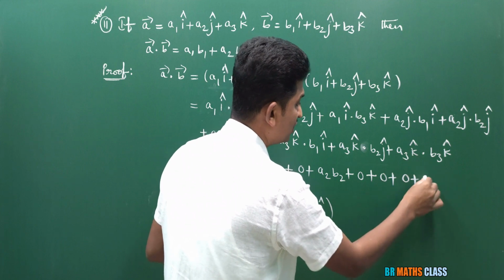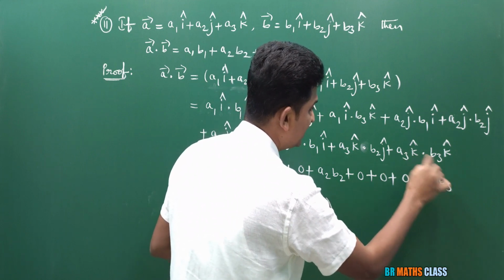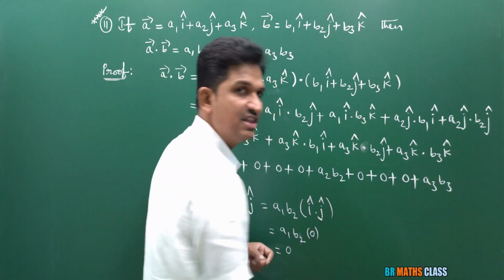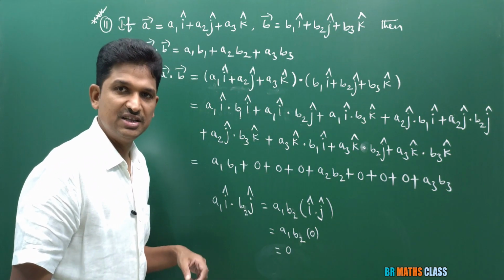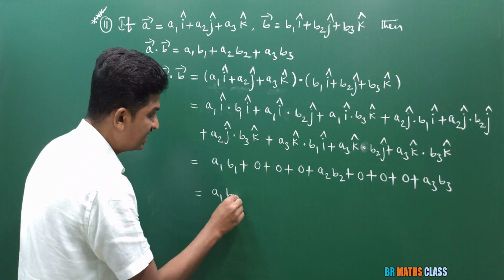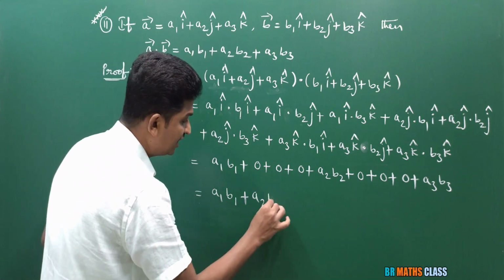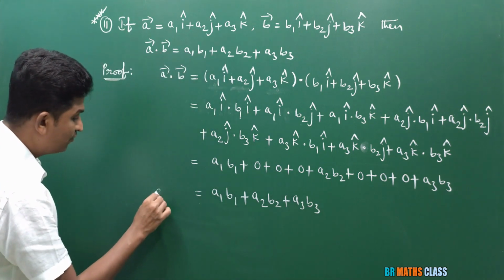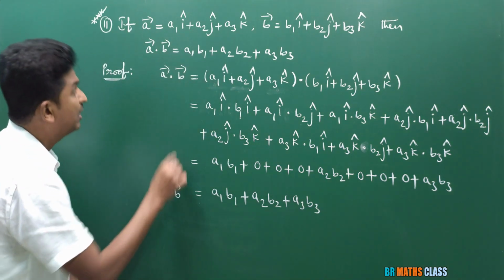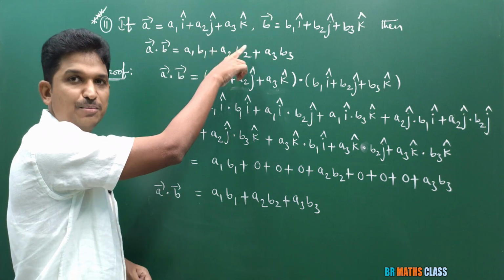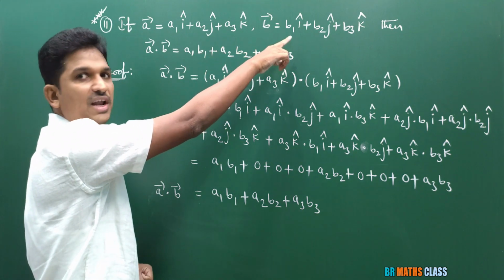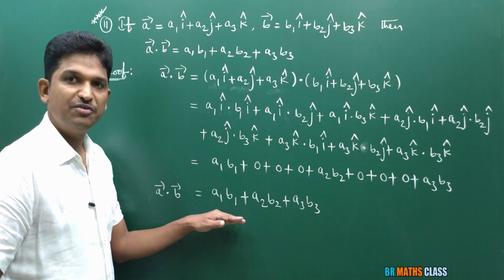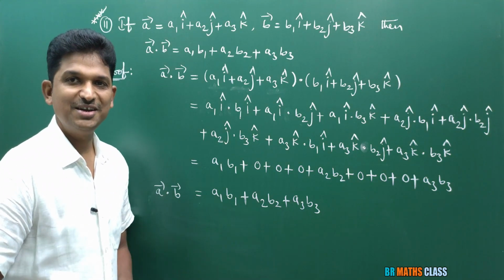If I simplify this, what will I get? I will get A3 B3 into k cap dot k cap. The k cap dot k cap value is 1. So this is A3 B3 into 1, that is nothing but A3 B3. If I simplify this, what will I get? A1 B1 plus A2 B2 plus A3 B3. So when the vectors A bar equal to A1 i cap plus A2 j cap plus A3 k cap, B bar equal to B1 i cap plus B2 j cap plus B3 k cap, then A bar dot B bar is A1 B1 plus A2 B2 plus A3 B3.